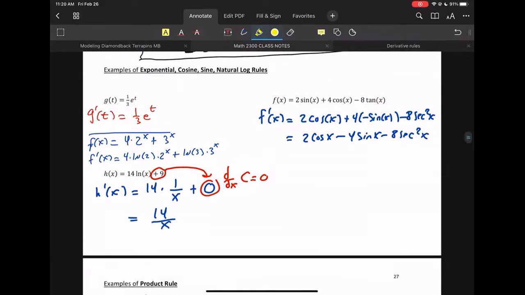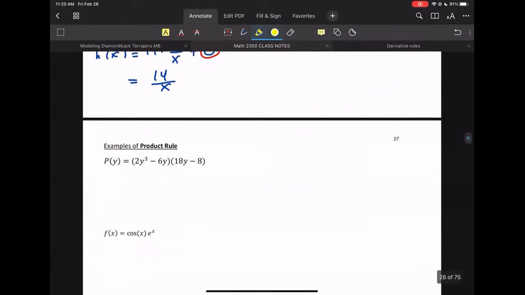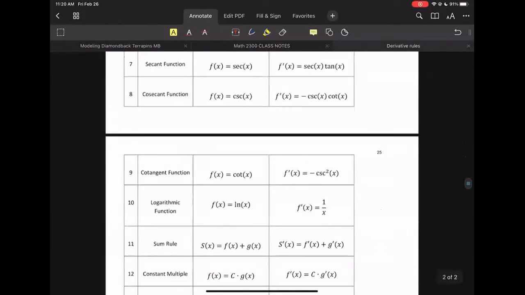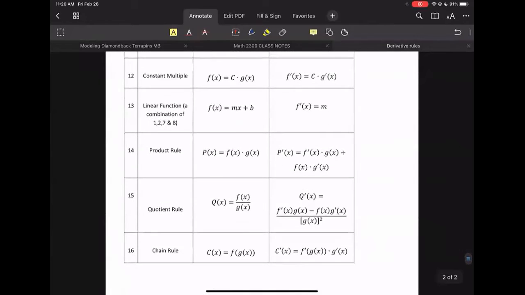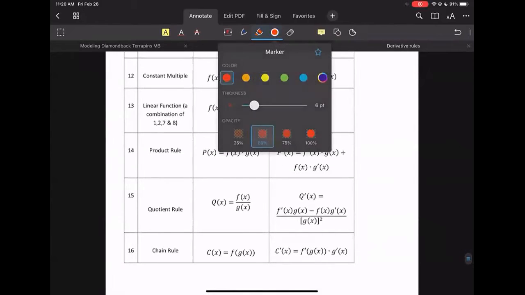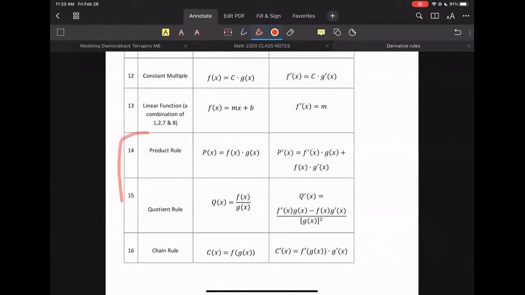Okay. So the product rule, let's go back to the derivative rules. We're starting to get into these ones right here: product rule, quotient rule, chain rule. These rules oftentimes use the ones above it. The product rule tells us what to do when things are being multiplied. Let me be clear about how each one of these applies. The product rule is for multiplication.